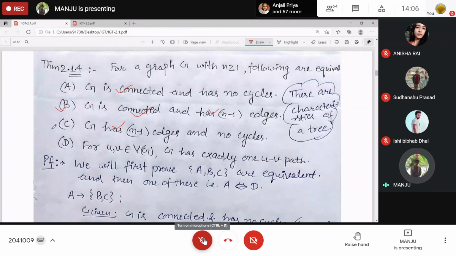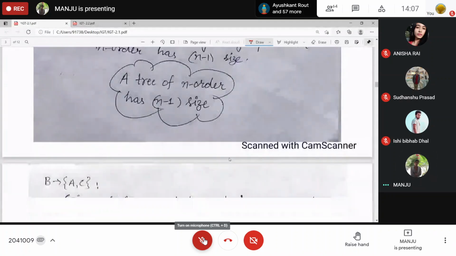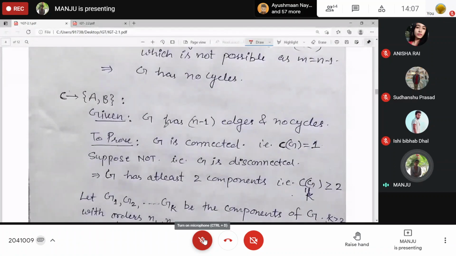Then we took C as the given statement and proved A and B, right? So A has n minus 1 edges, this part of B is done, and has no cycle, this part of A is done. Now we need to just prove that G is connected, right? C implies A and B. So G has n minus 1 edges and no cycle. We need to just prove this because this is one half part of A and this is another half part of B, right? So we need to just prove G is connected.